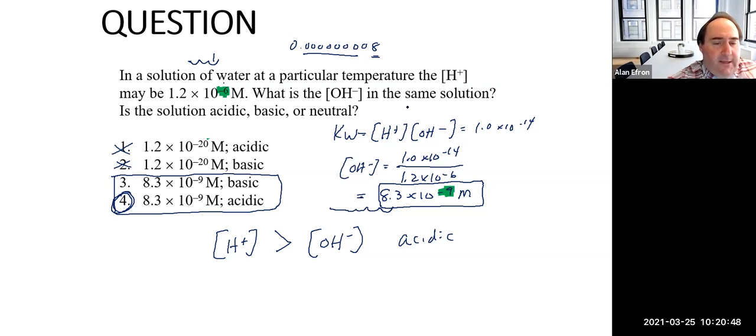Again, if you wrote this out, you're basically comparing these numbers here. So in the comparison of these, this is a bigger number than this one obviously is at that point.